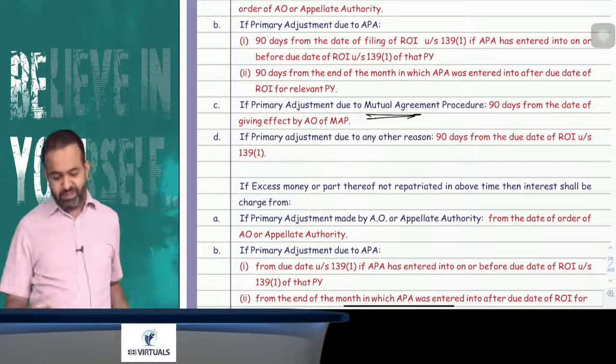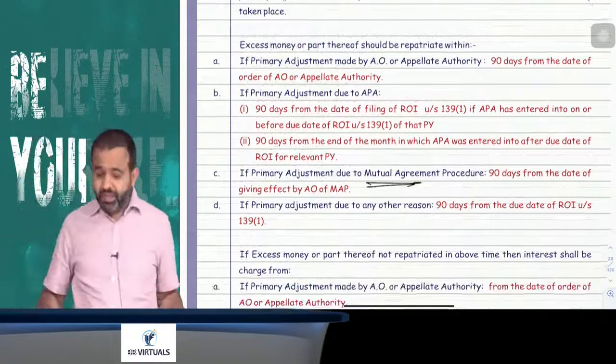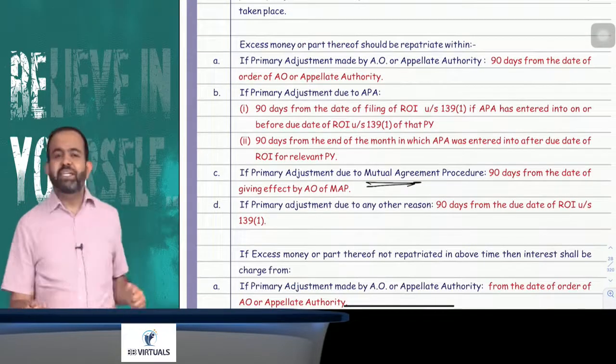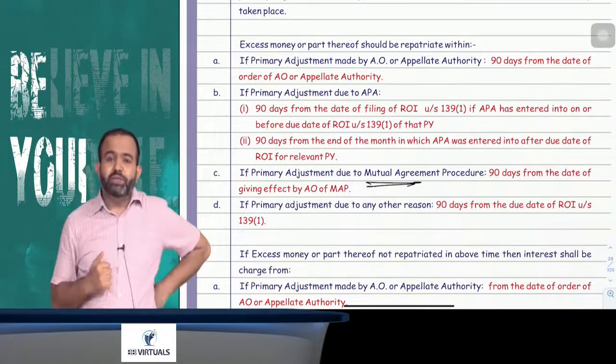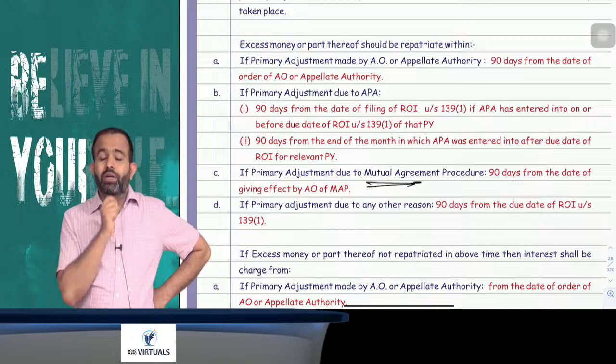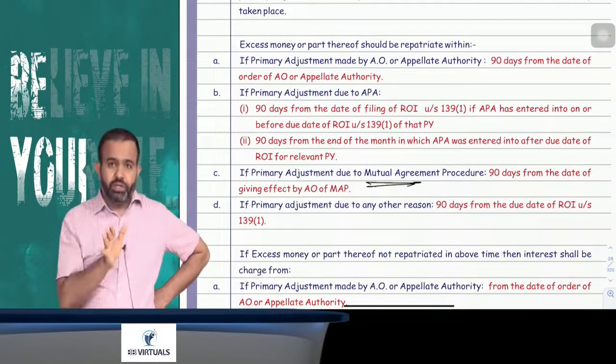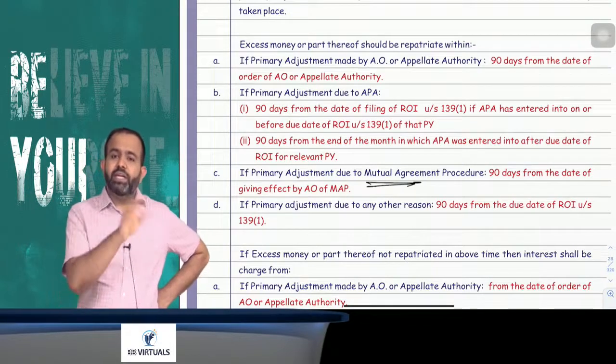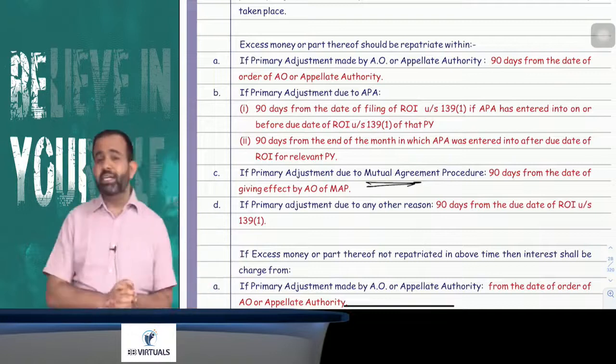Here there is one interesting part. Suppose the primary adjustment is made by the AO or appellate authority, and the money is not repatriated within 90 days from the date of order, then interest will be applicable from the date of order. So interest will be applicable from the date of order. You got my point or not? Yes.